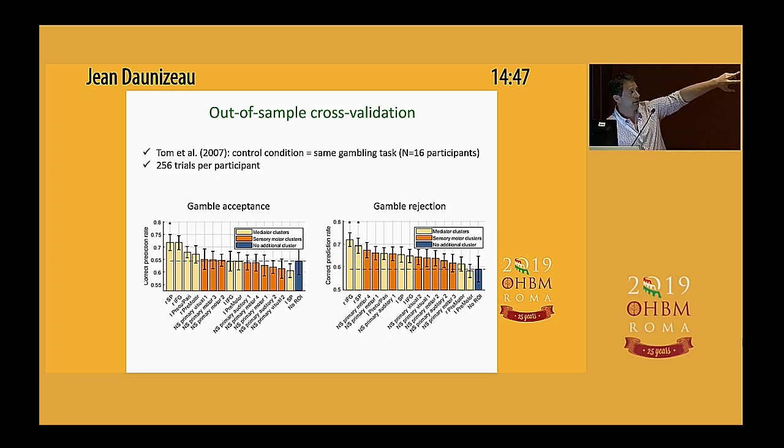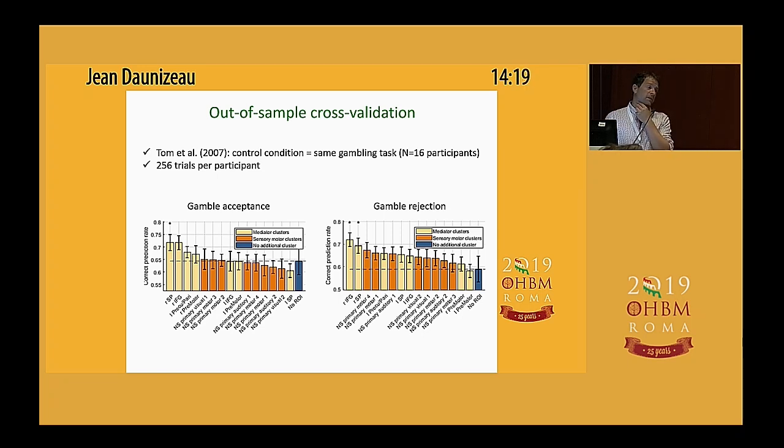And what you see here are the correct prediction rates, this time using decoding, so using multivariate pattern analysis. And what you see is that there are at least two regions that work better than the usual behavior-only model to predict the choices. So there is evidence that the regions we detect with the mass univariate mediation analysis actually tell us something more about behavior than without.